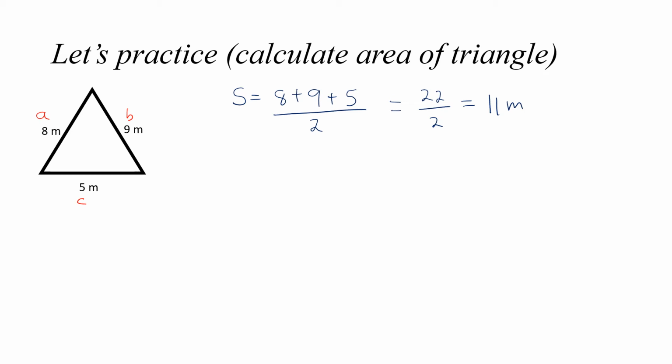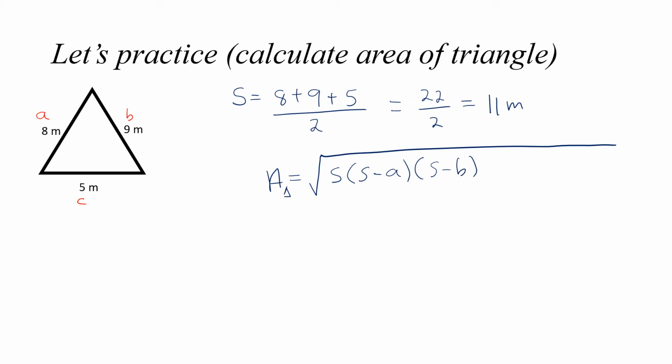And now that we know S, we can go about calculating our area. So for the area, remember, oh sorry, I put the A as if it's already outside of the square root. Our area of a triangle, let me put a little triangle there, is equal to the square root. I usually advise also to write the formula first before substituting. So S into S minus A into S minus B into S minus C. And from here on, we just substitute our values and perform our arithmetic.